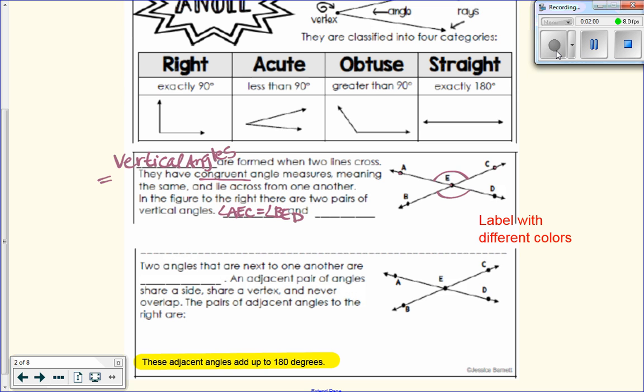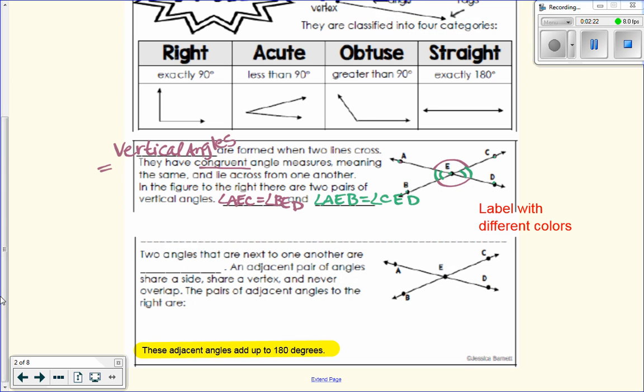All right, another pair of vertical angles, angle AEB is congruent to angle CED. So those are vertical angles. They're opposite from each other. They lie across from each other and they are congruent, which means they're equal. Eventually we're going to be setting up equations, and so that's important information to know there.